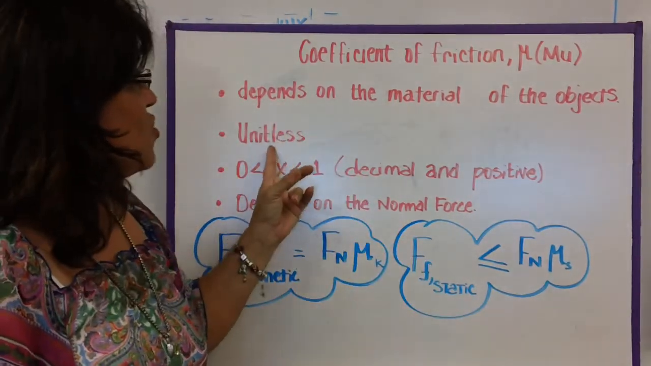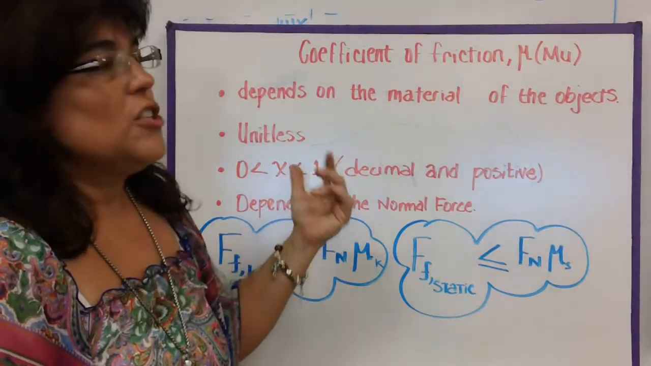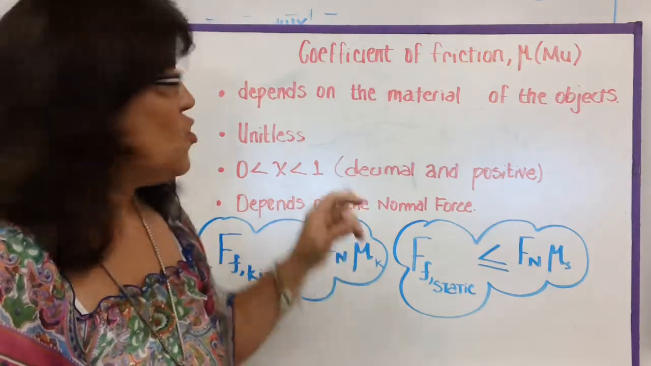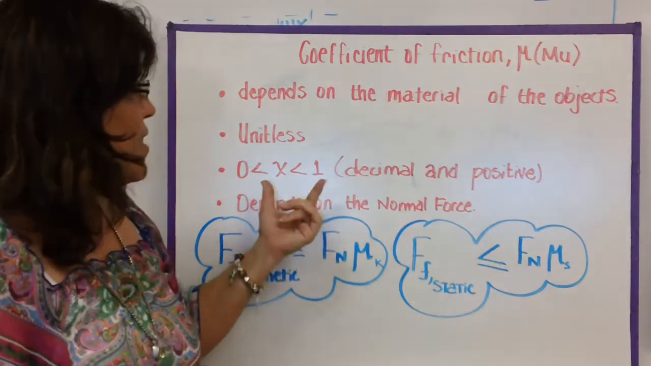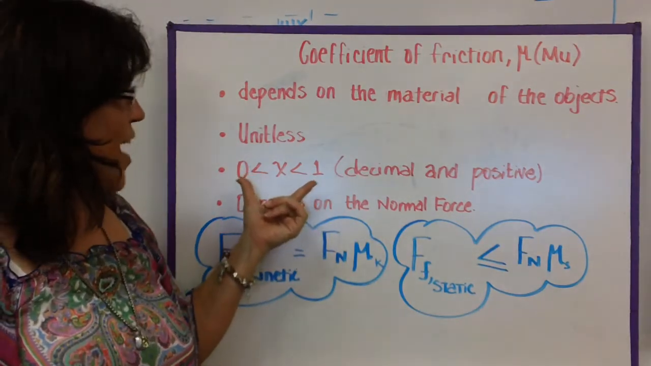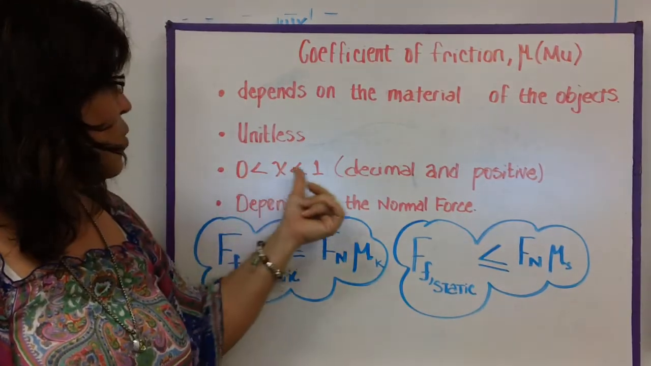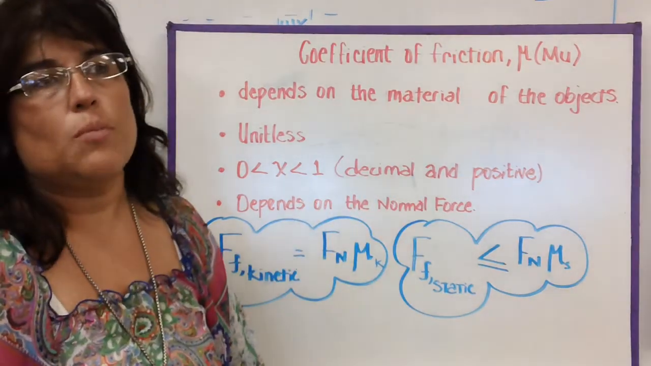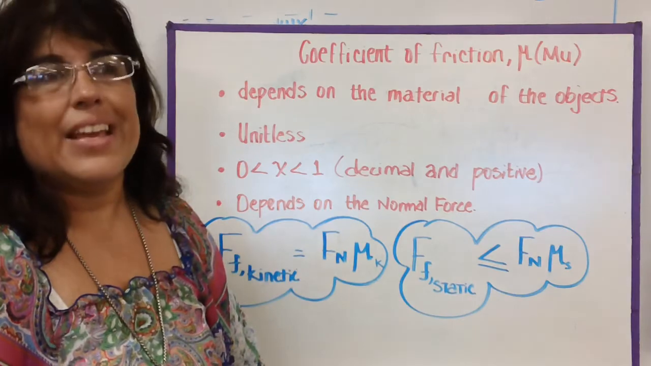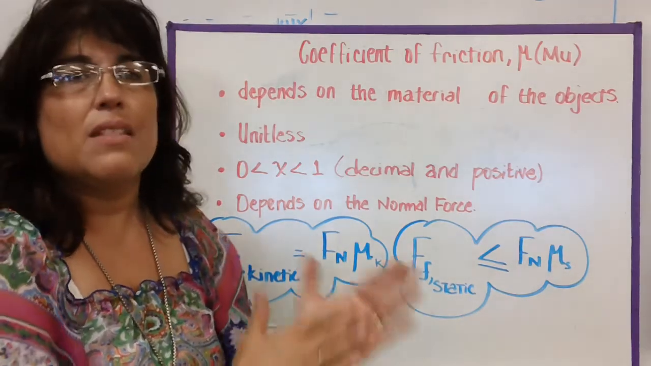It is a unitless measure, and you're going to see later that there are no units, no meters or newtons, it's just a number. The range that it goes between is 0 and 1. It's a decimal and it's positive, so you're going to get numbers like 0.32, 0.89, based on the materials.